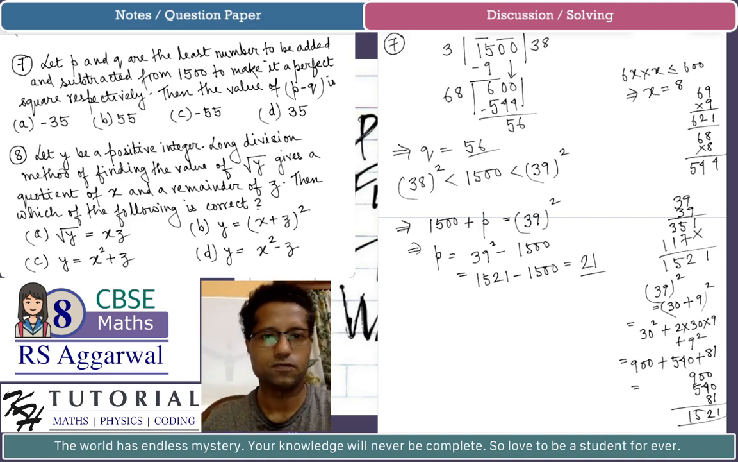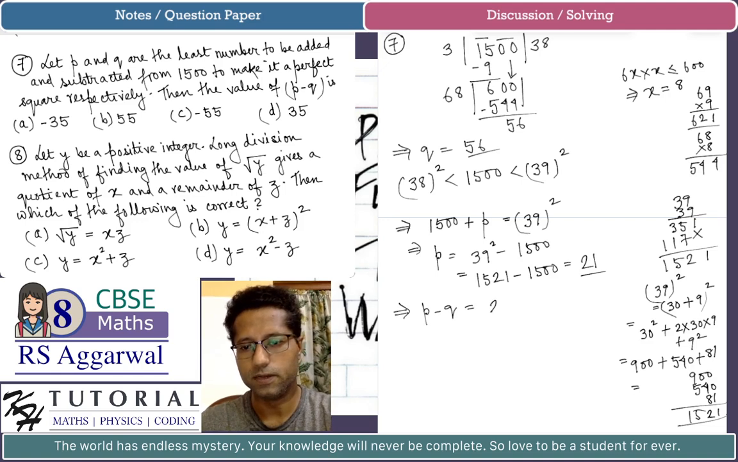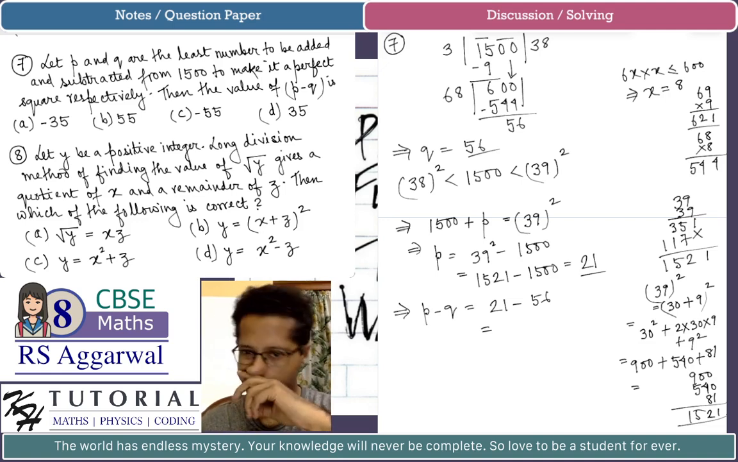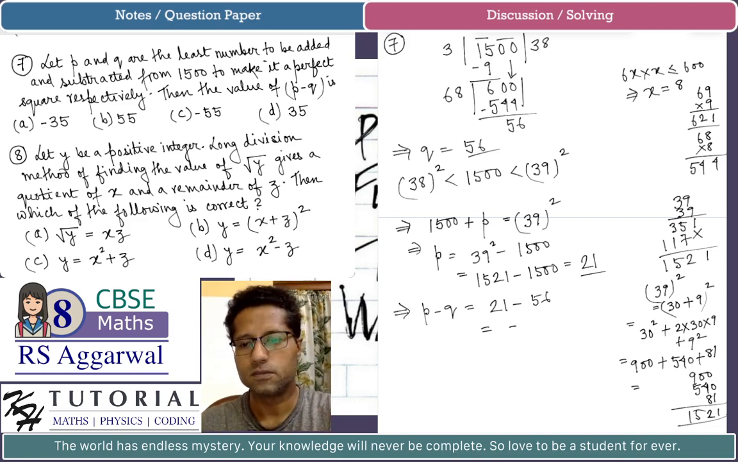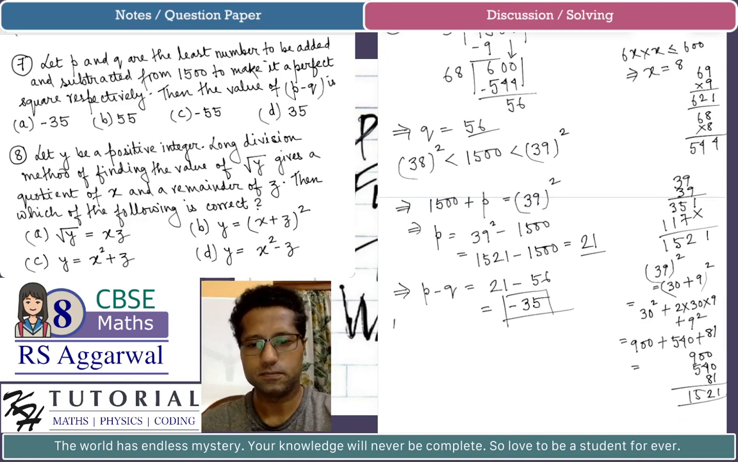So we are asked to find the value of P minus Q. So this implies P minus Q is equal to 21 minus 56, which is equal to minus 35. Minus 35. So the correct choice is A.